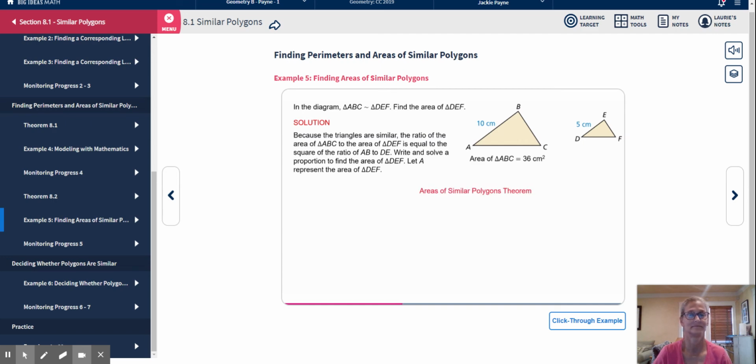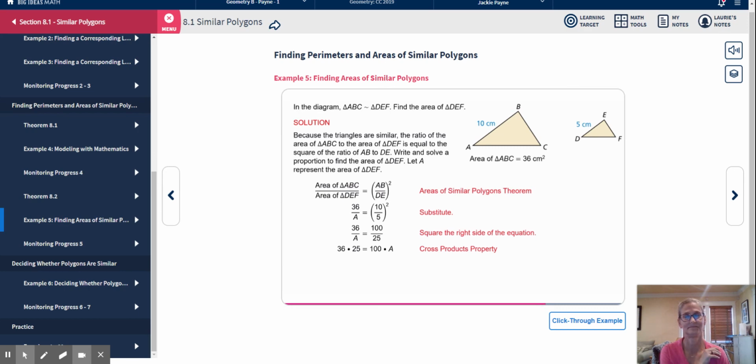Use the areas of similar polygons theorem to write the proportion area of triangle ABC divided by area of triangle DEF is equal to the quantity AB divided by DE squared. Substitute 36 for the area of triangle ABC, A for the area of triangle DEF, 10 for AB, and 5 for DE. Square the right side of the equation. This gives you 36 divided by A is equal to 100 divided by 25. Use the cross products property, and 36 times 25 is equal to 100 times A.